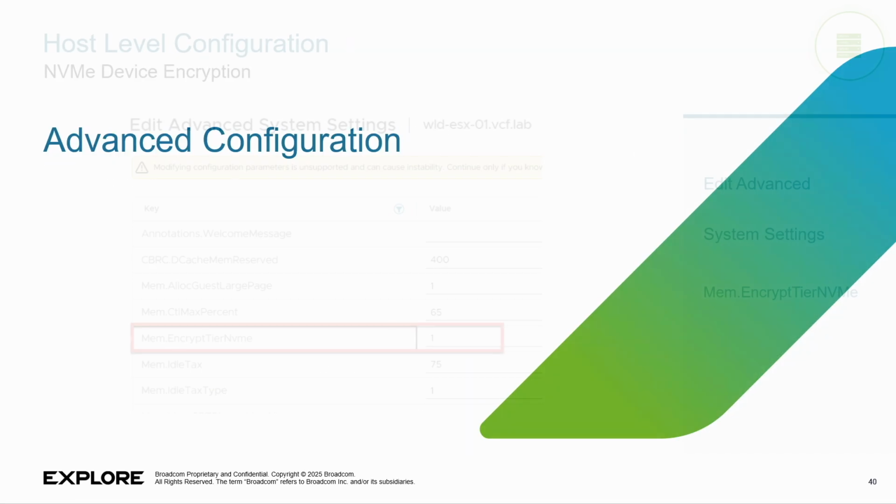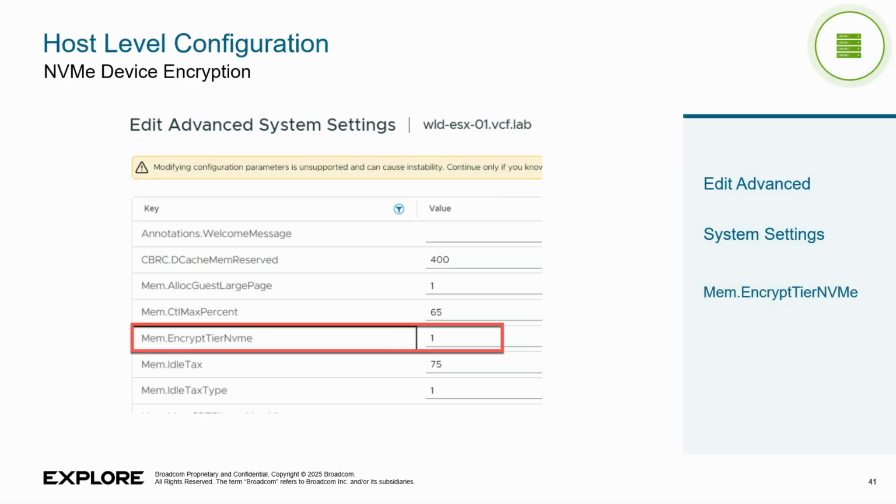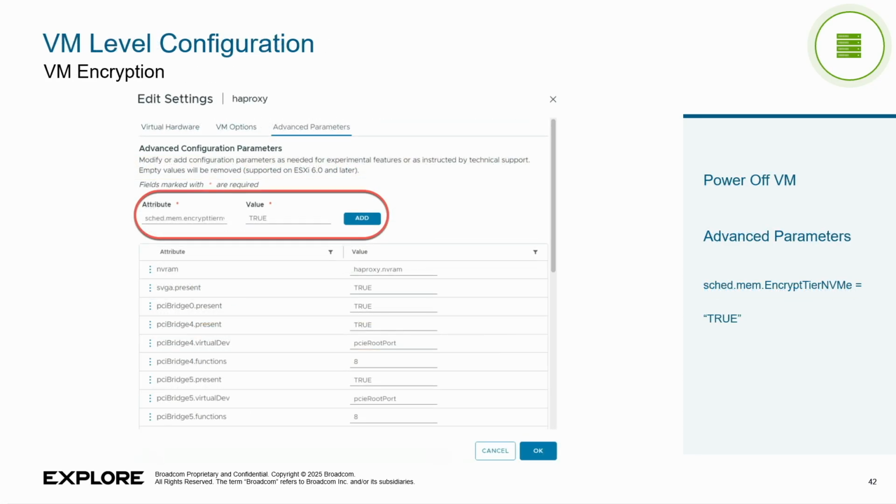What else can you do? Well, we talked about other things like encryption. Host level encryption is super easy from the UI: in the advanced setting configuration, set the encrypt tier NVMe to 1, and that's it. From the VM level, same thing. Advanced settings, and just pass that parameter and set that to true as well. That will set that specific VM to do encryption just at that level. Again, I would suggest you probably do it at the host level.